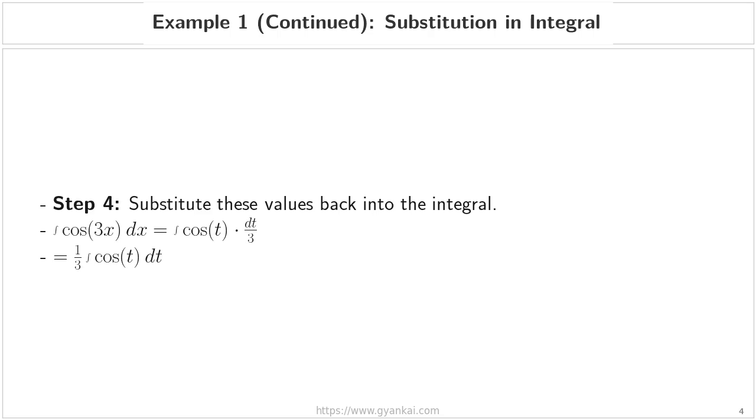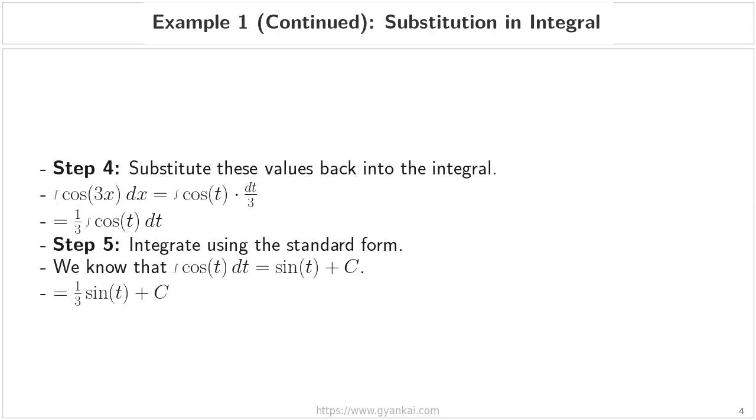Now, constants can be pulled out of integrals. Therefore, 1/3 can be taken outside the integral sign. This gives us 1/3 multiplied by the integral of cosine of t dt. That brings us to step 5, integrating using a standard form. You should have memorized, or be able to quickly recall, that the integral of cosine of t dt is simply sine of t plus the constant of integration. Therefore, 1/3 multiplied by the integral of cosine of t dt becomes 1/3 sine of t plus c.